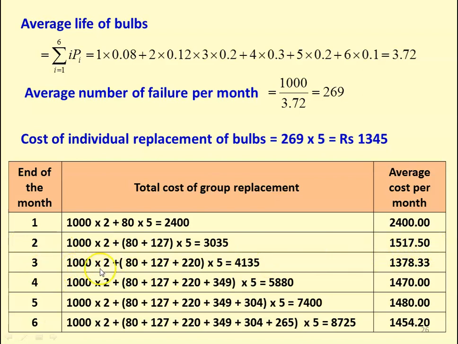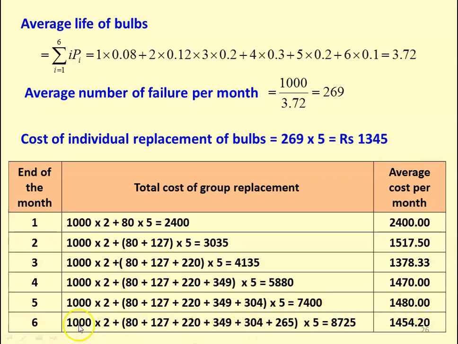Then the third month: 1000 into 2 plus 80 plus 127 plus 220 into 5 equals 4135, divided by 3 equals 1378.33. Then at the end of the fourth month, 1000 into 2 plus 80 plus 127 plus 220 plus 349 into 5, equals 5880, divided by 4 equals 1470. End of the fifth month, 1000 into 2 plus 80 plus 127 plus 220 plus 349 plus 304 into 5 equals 7400. 7400 divided by 5 equals 1480.